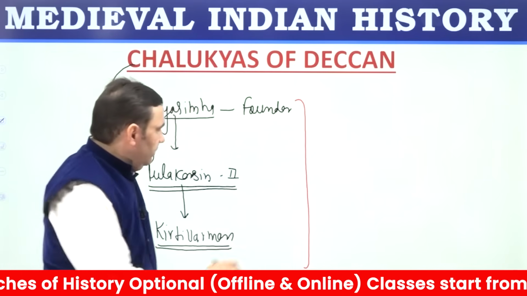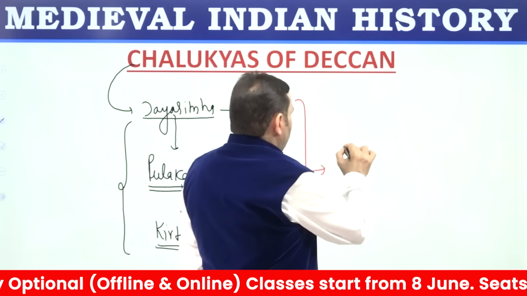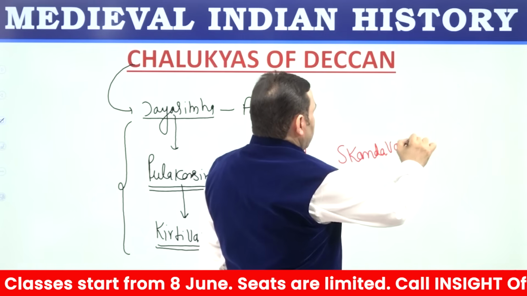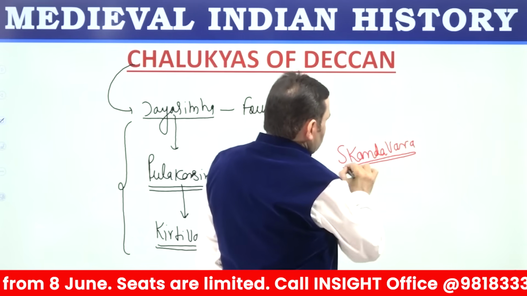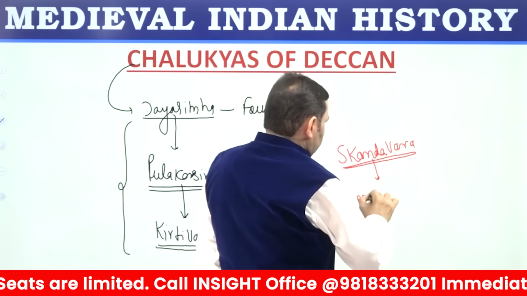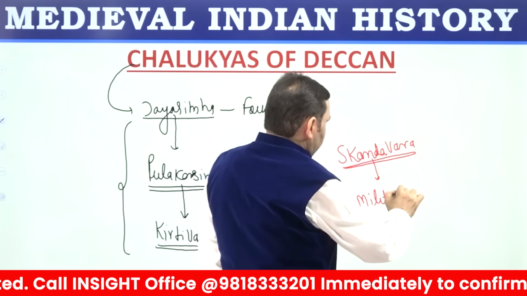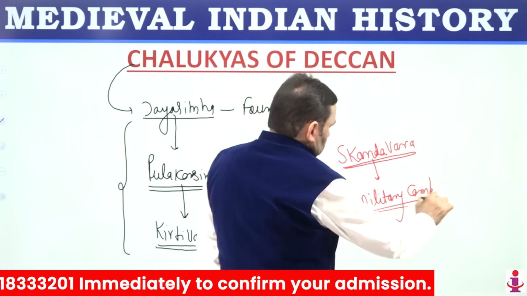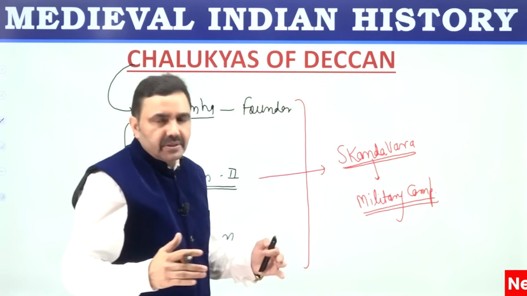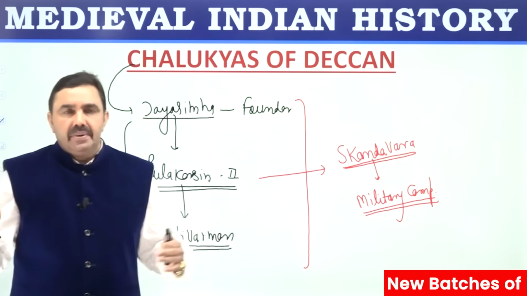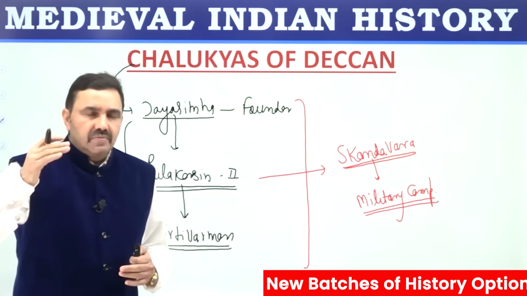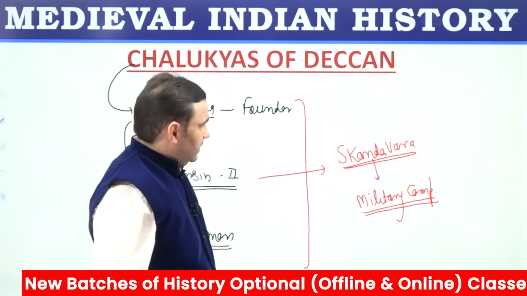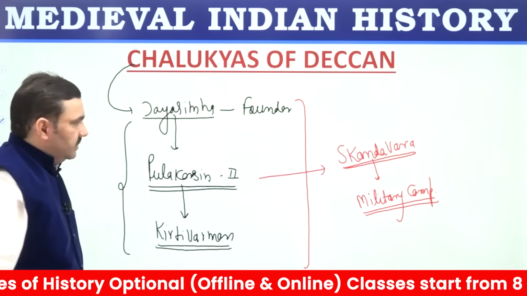These Chalukyas are famous in history for having Skandavaras. Skandavara means military camp acting as a temporary or mobile capital. So whenever the king used to be outside his capital, away from his capital on a military campaign, his military camp used to function as a temporary capital, and these temporary capitals or these camps were known as Skandavaras. That point you need to remember.